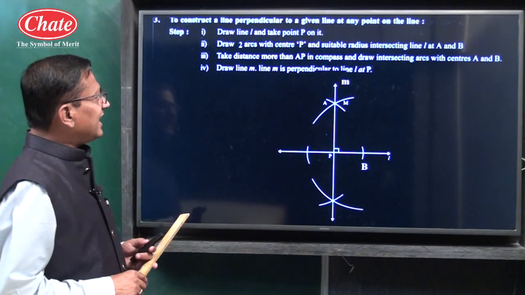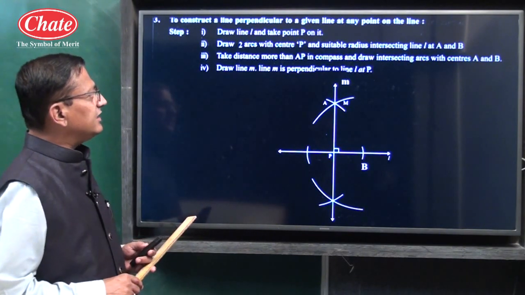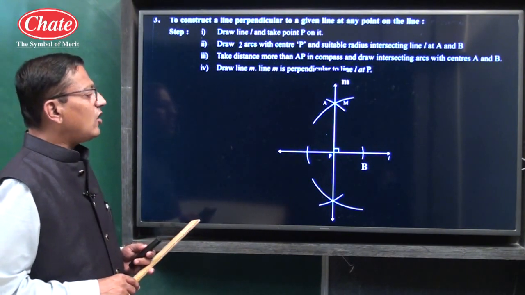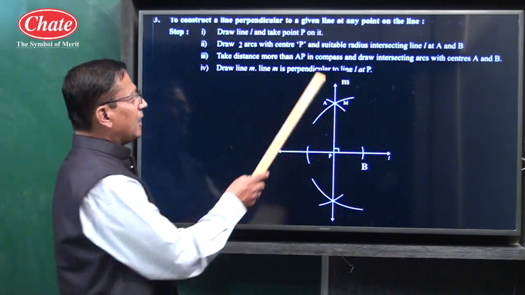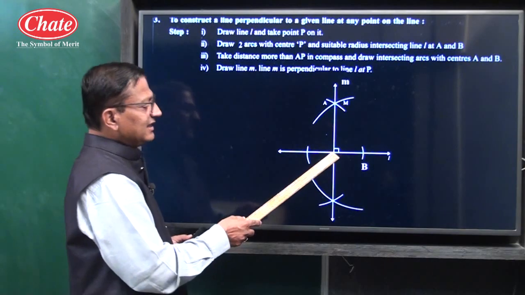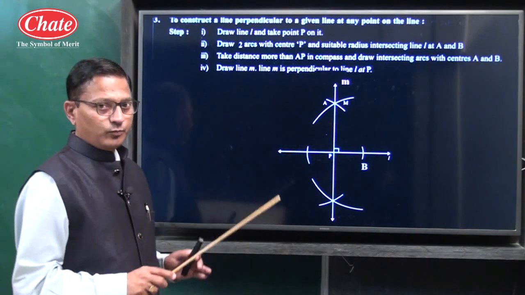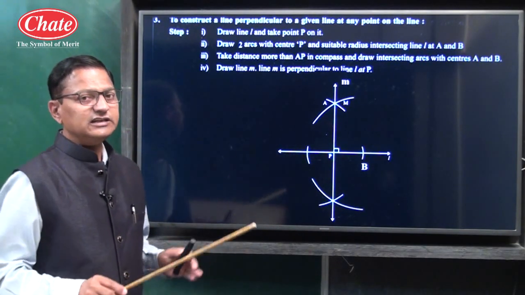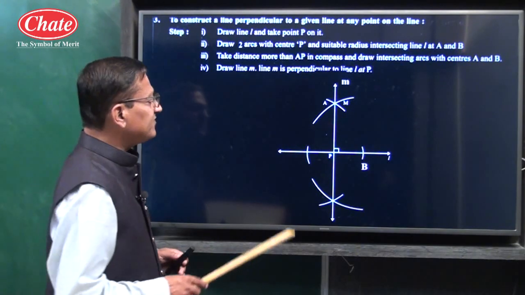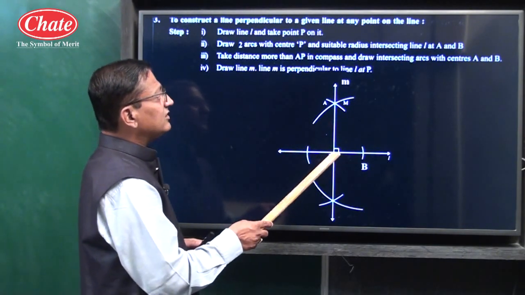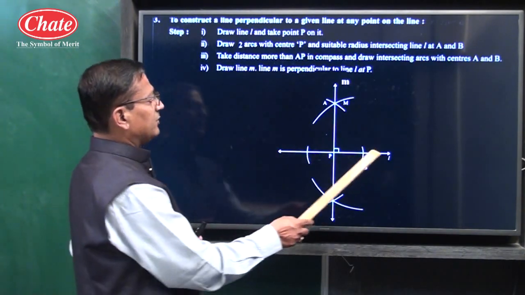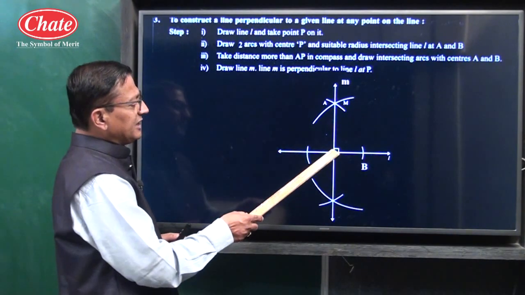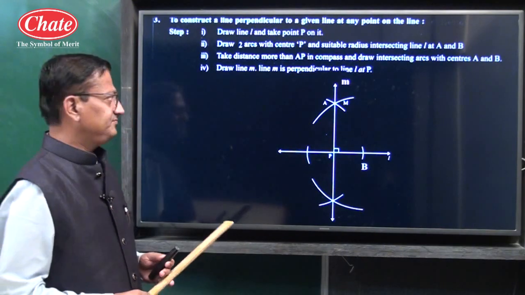To construct a line perpendicular to a given line at any point, there are 2 types. One, when the point is on the line, and two, when the point is not on the line. First, we see when point P is on the line. Draw line L. Take any point P on line L.